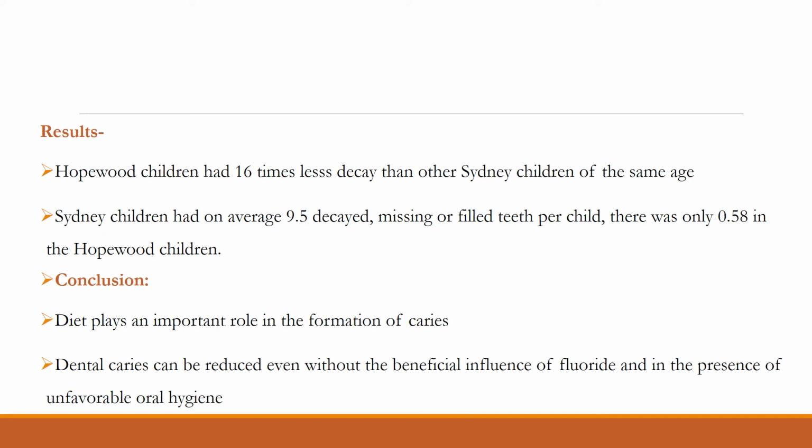Results: Hopwood children had 16 times less decay than other Sydney children of the same age. Sydney children had an average of 9.5 decayed, missing or filled teeth per child. There was only 0.58 in the Hopwood children.